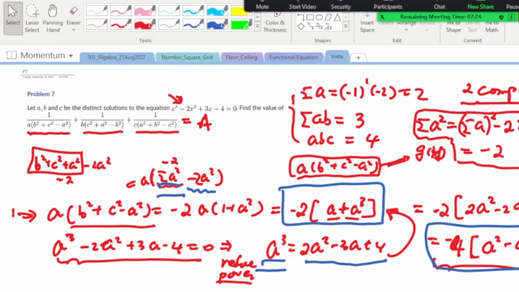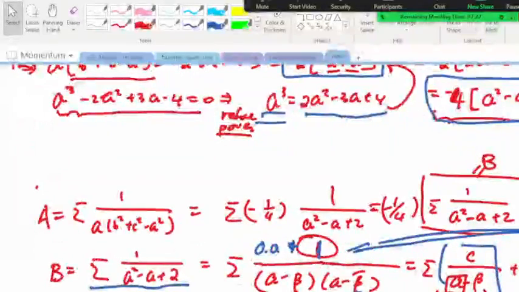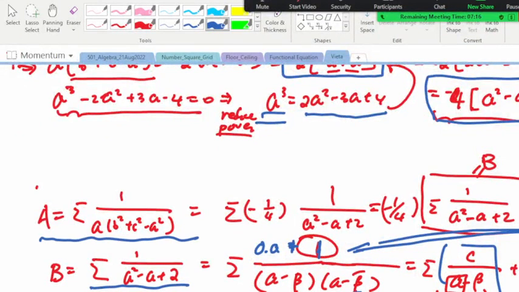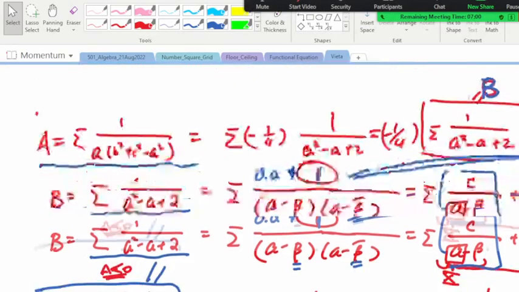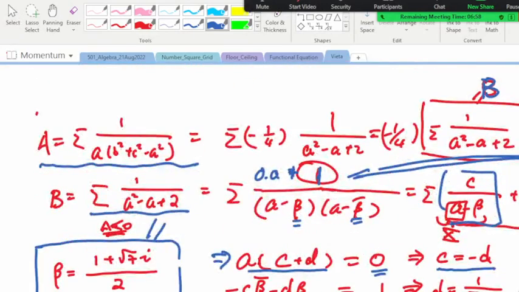Okay. Then the next step is basically the question is asking us for the A, right? Then we see the A equals negative 1 over 4 of the summation of the times the B. Okay, so the next step is we want to solve the B, right? Because once we solve the B, we solve the A.